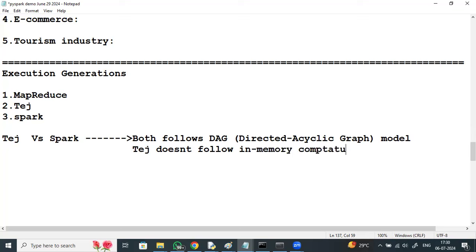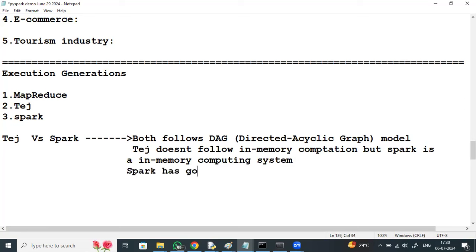in-memory computation. It won't follow in-memory computation, right? But Spark is an in-memory computing system. So what is the advantage Spark is going to get over Tez? Spark has got very high speed as compared to Tez.